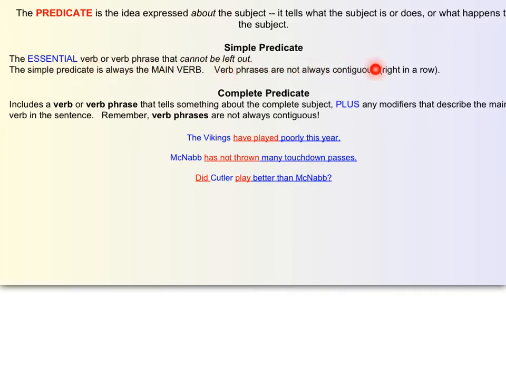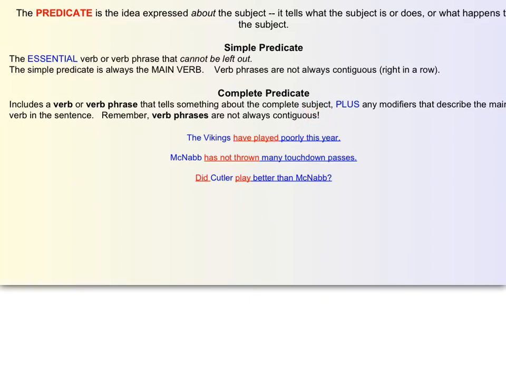The simple predicate is always the main verb. Verb phrases are not always contiguous right in a row. As we talk more about verbs, that will make sense, but you're always wanting to look for all of the verb pieces because sometimes it will tell us about tense, and that part is important. It's essential. The complete predicate, then, includes a verb or verb phrase that tells something about the complete subject, plus any modifiers that describe the main verb in the sentence. Remember, verb phrases are not always contiguous. So here are some examples.